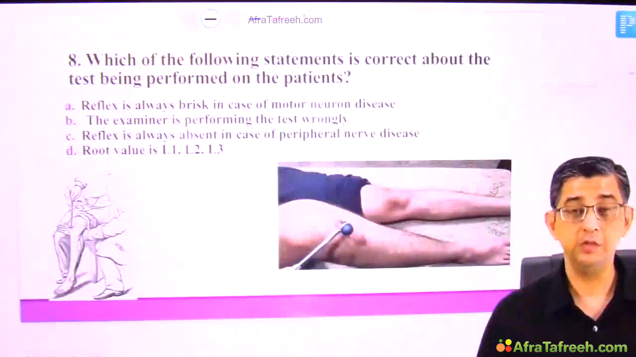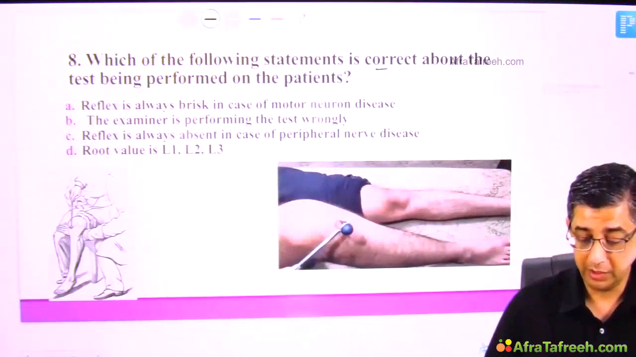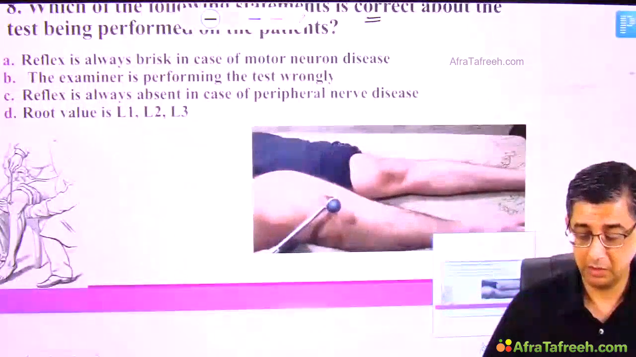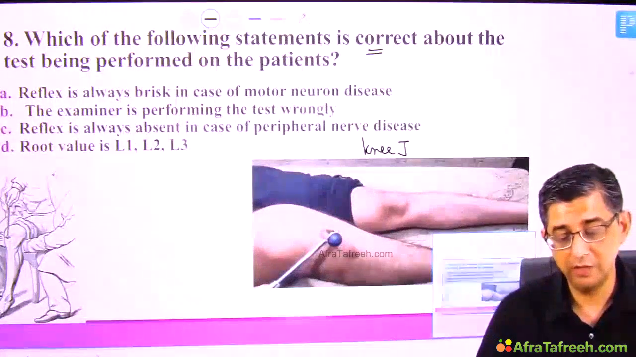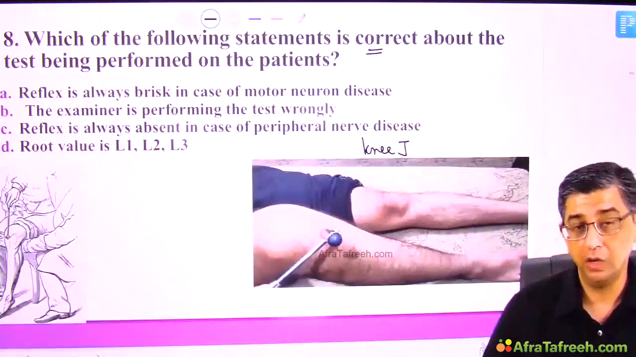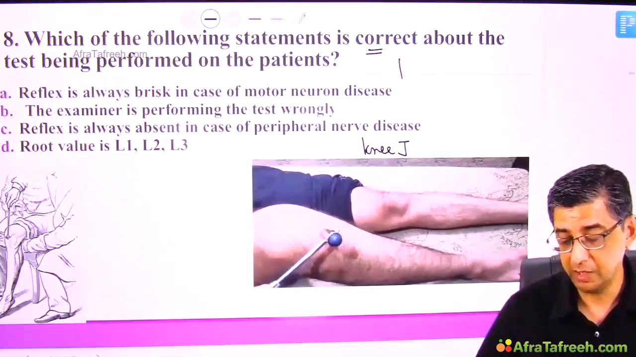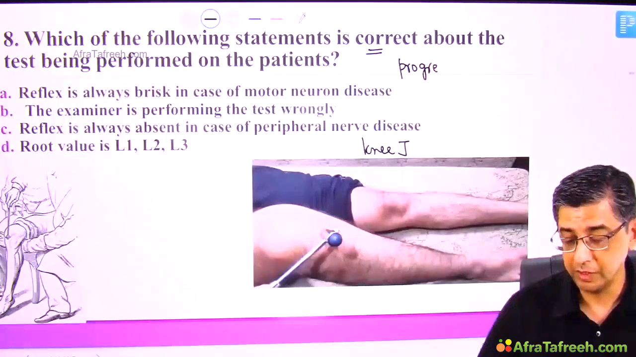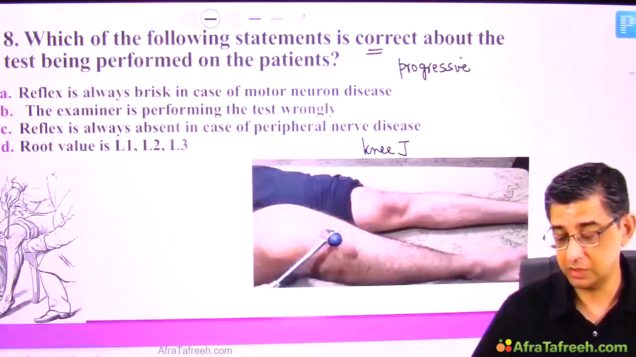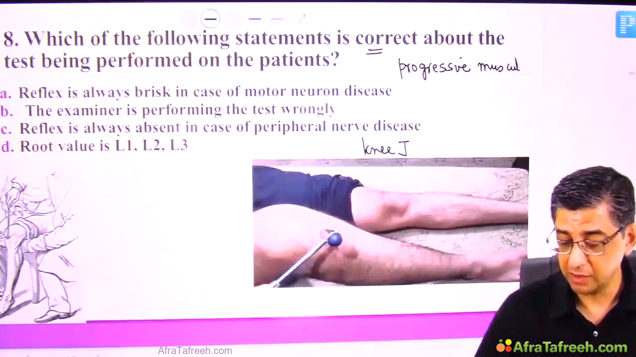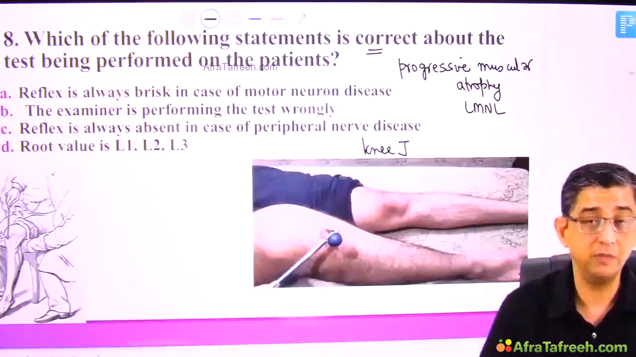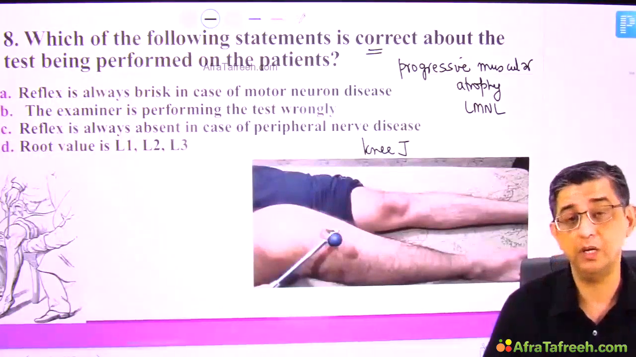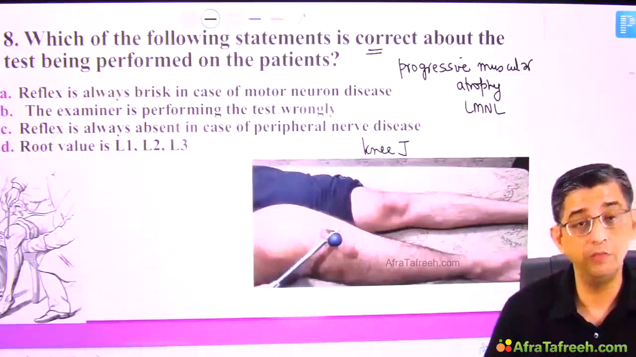The next question says, which of the following statements is correct about the test being performed in the patient? You can see that the doctor is trying to elicit the knee jerk. Option A says reflex is always brisk in case of motor neuron disease. I hope you recall that in motor neuron disease we have variants also. One of the variants is called progressive muscular atrophy. If a person has the progressive muscular atrophy variant of motor neuron disease, the presentation is that of a lower motor neuron lesion. Progressive lateral sclerosis is an upper motor neuron lesion, and amyotrophic lateral sclerosis is a combination of the two.